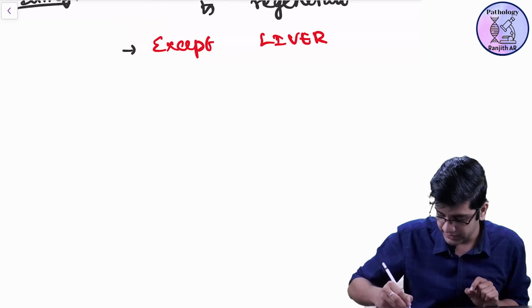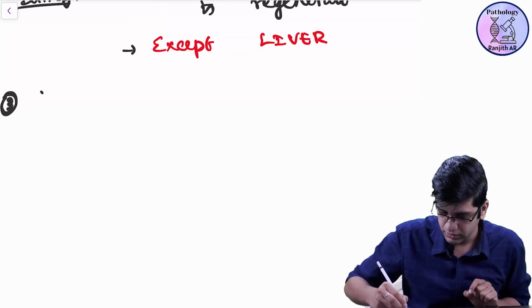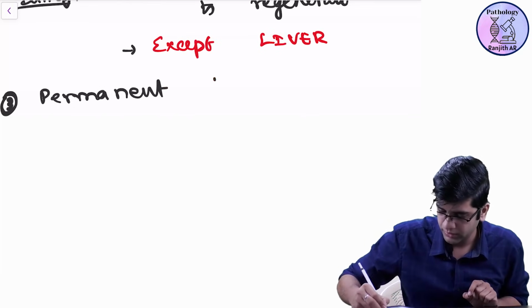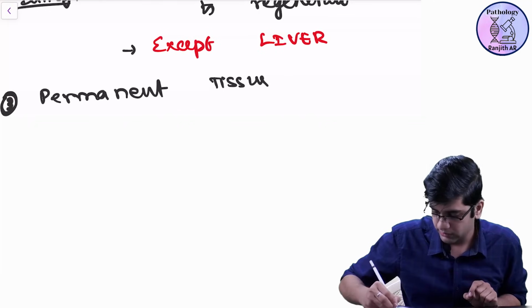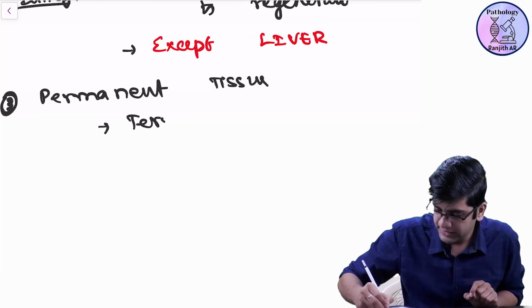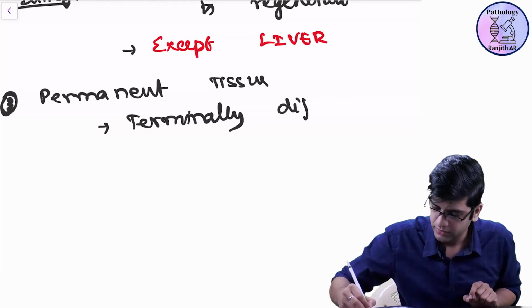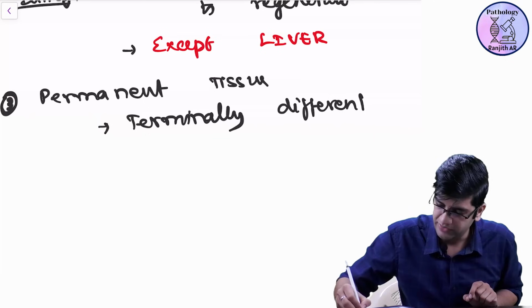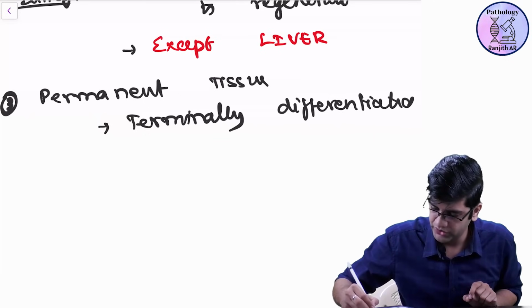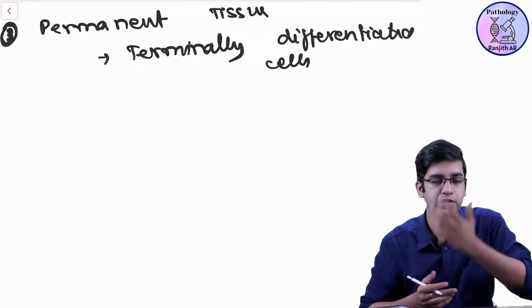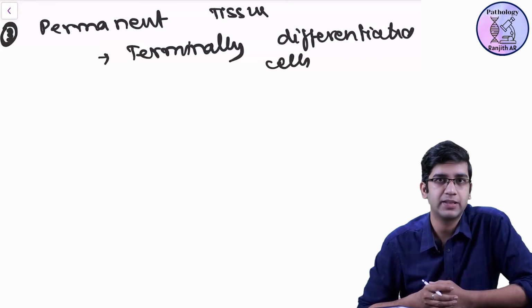The third group of cells are going to be permanent tissues or permanent cells. We also have one more term, they are also called terminally differentiated cells. We have terminally differentiated cells or tissues as well. There's the other name, permanent tissues or terminally differentiated tissues. So what do I mean by that?